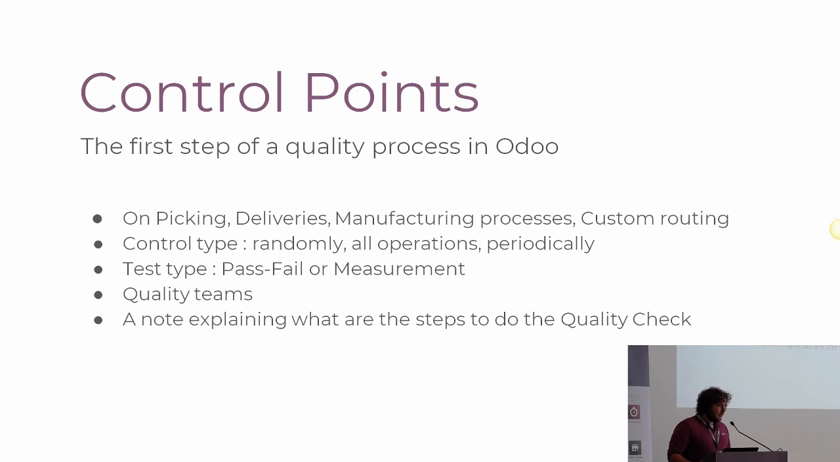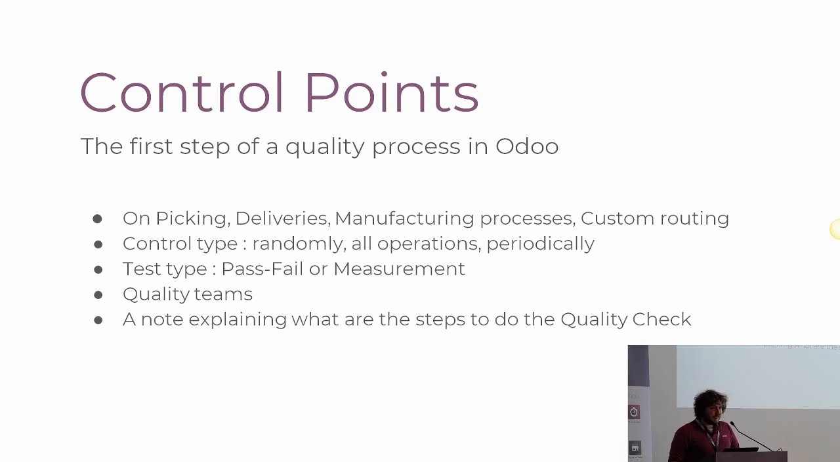First of all, you have to set up control points. Those control points are used to say in Odoo, okay, when I do this type of process, I want a quality alert. A quality alert will be generated, and this quality alert will force you to check the products before you can continue in your process. You have a few different control types that are possible. You can do that on all operations, randomly, or periodically.